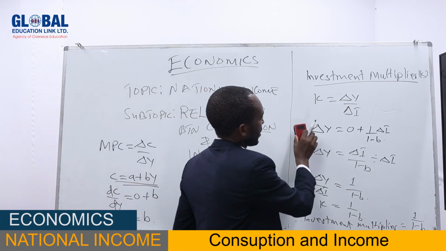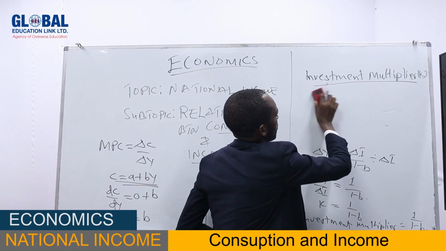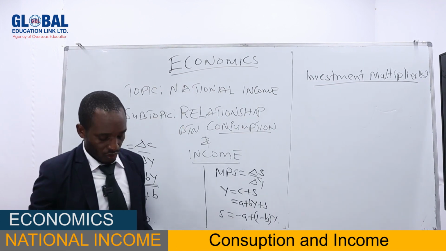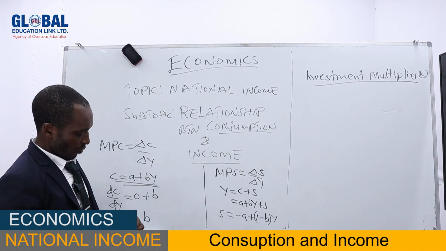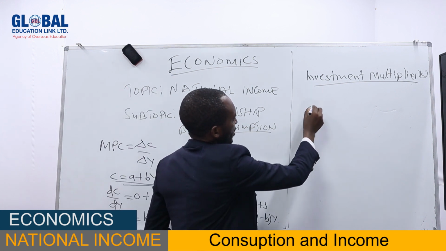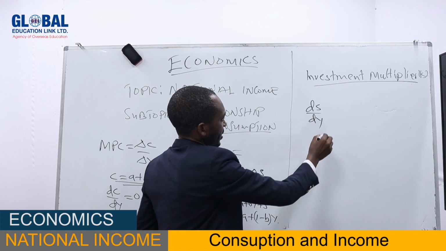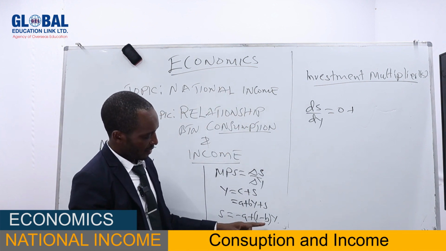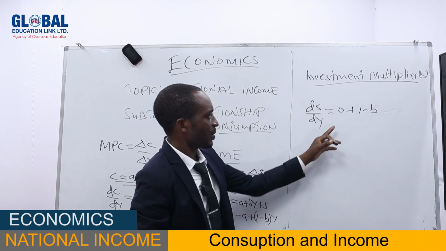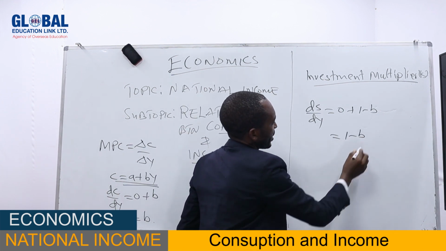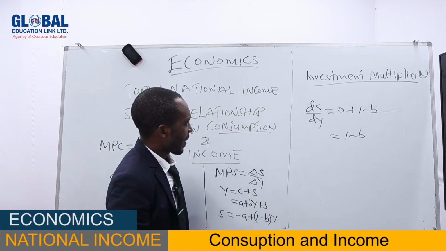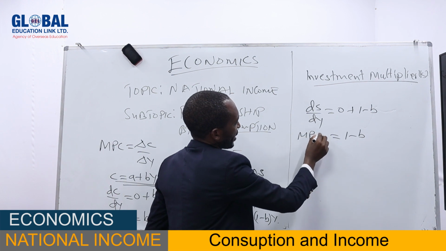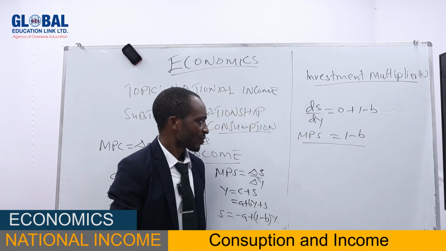Now when you differentiate, this one will be dS over dY, the same as, when you differentiate this constant, it will be equal to 0 plus, when you differentiate this one, 1 minus B. So 0 plus 1 minus B remains with 1 minus B. But change in S over change in Y is the same as MPS. So MPS is the same as 1 minus B.